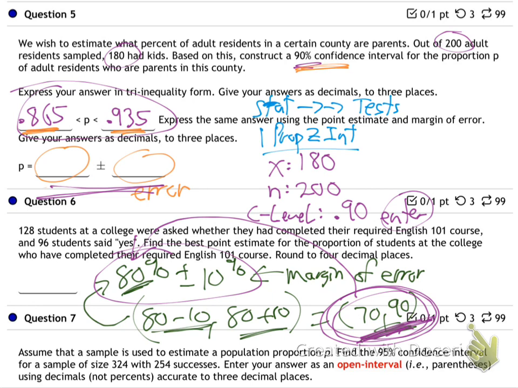Does that make sense? And then how do you find the 10% part? So if we added those two and divided by 2, 70 plus 90 divided by 2, we'd get 160 over 2. We'd get 80, as promised. And then once we had that 80, we said, okay, 80 is the middle. 80 is the middle of 70 and 90.